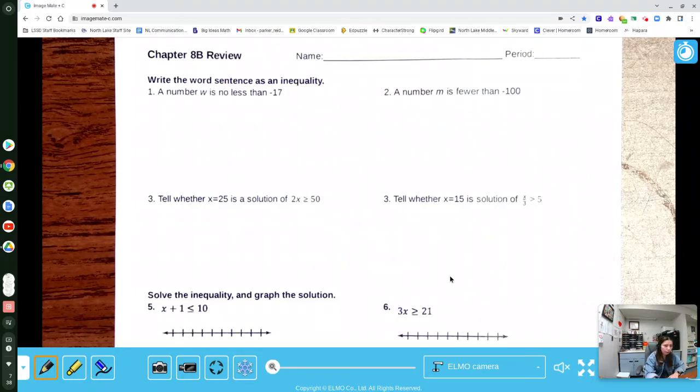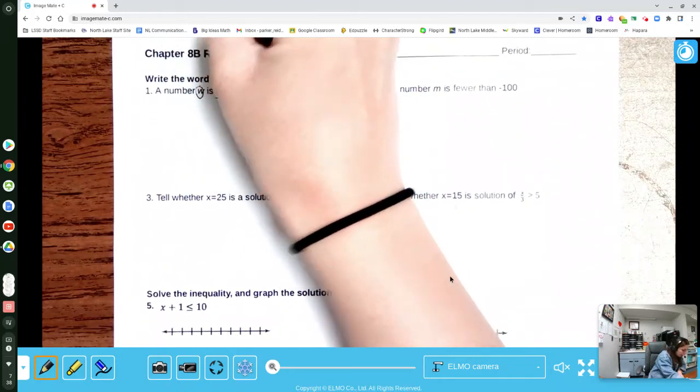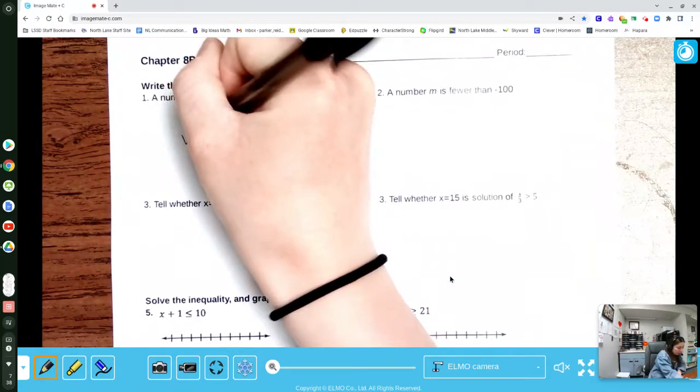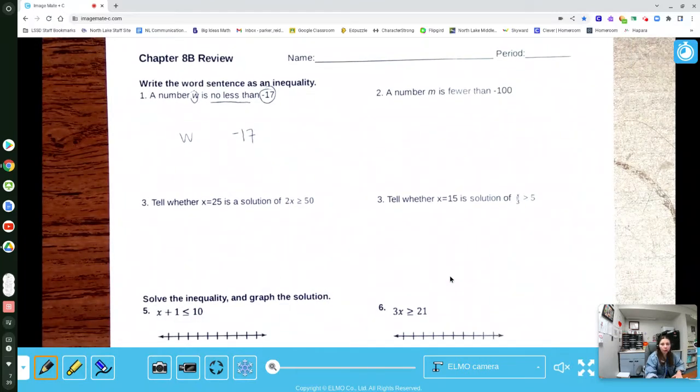So questions 1 and 2, it asks us to write the word sentence as an inequality. So we're changing the words into symbols. Number 1 says a number W is no less than negative 17. So I know I'm comparing W and negative 17. I just need to decide what symbol to put in the middle. I need to decide what does no less than mean.